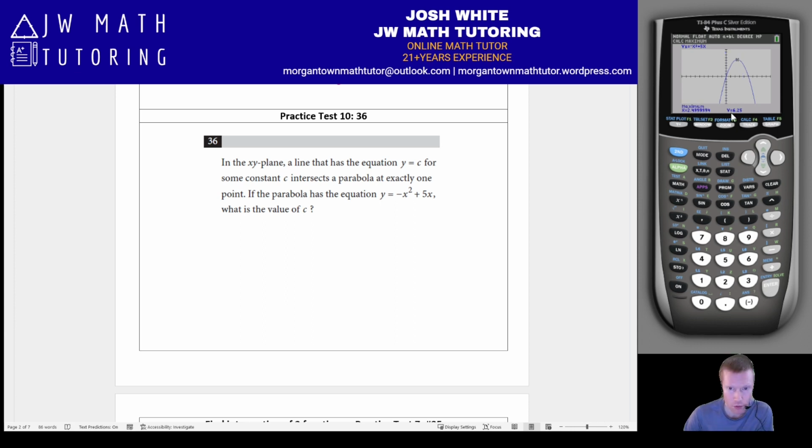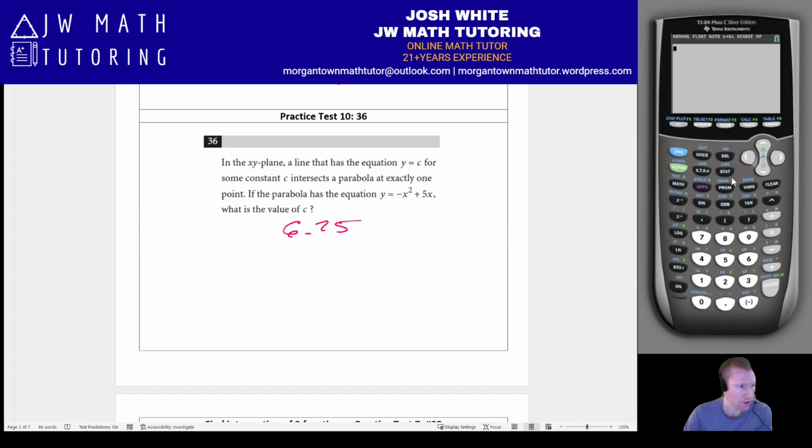Okay, so again, here we're only concerned with the y value. So the y value is 6.25. So that means that is the value for C. So you could input that as 6.25, or you could grid it in as its fractional equivalent.